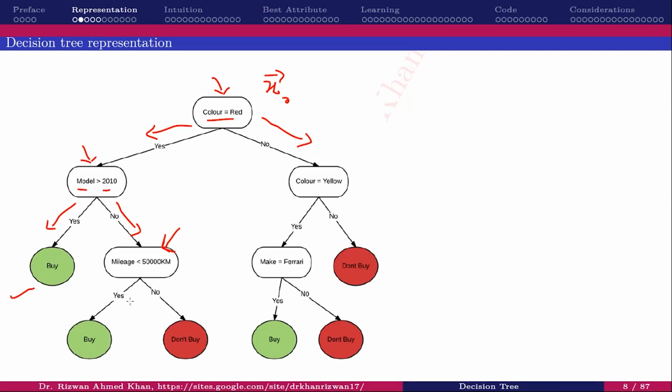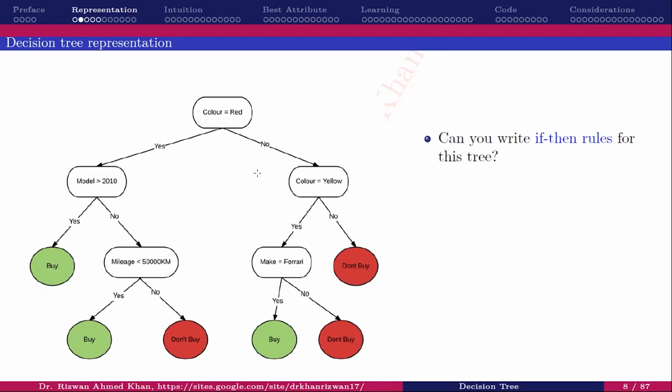And if this attribute value is true, then buy a car, otherwise don't buy a car. It's so intuitive. This is the classification process. You have seen perceptron, SVM, KNN. They're very difficult to make sense of for a person who is not a machine learning person. But this is so intuitive to explain to anyone, right?